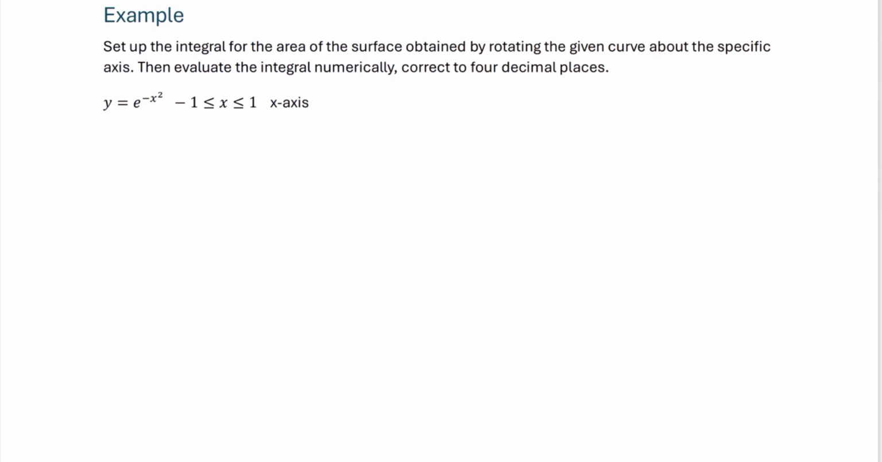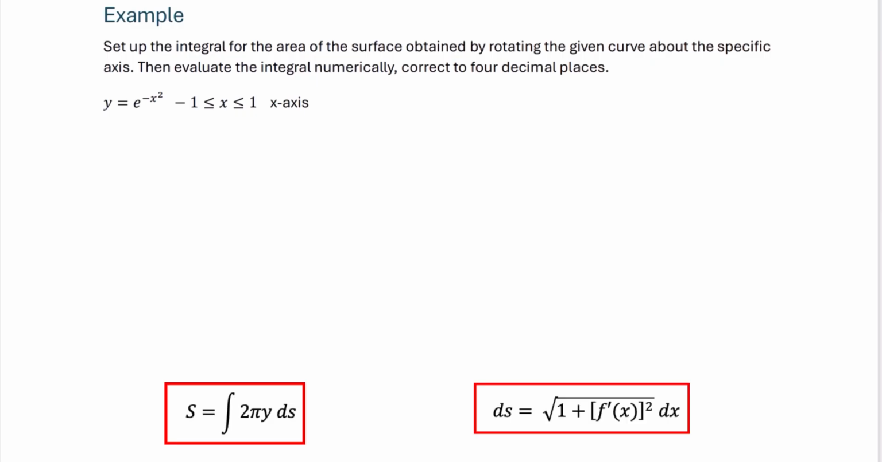In this example, we will again find surface area by rotating the curve around the x-axis, and then we'll integrate from -1 to 1. Recall, to use the formula, it's helpful to first find y prime. We get e to the negative x squared times negative 2x.